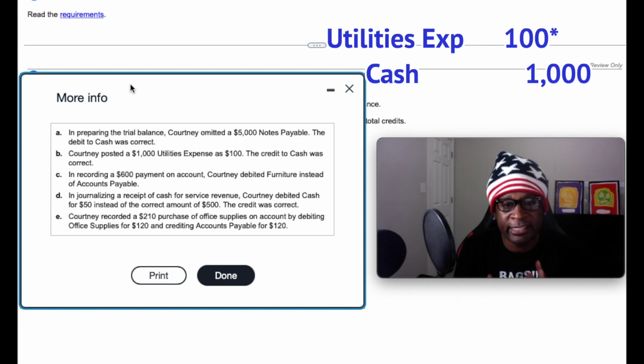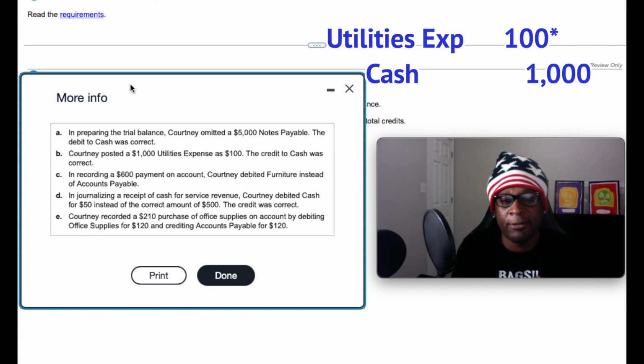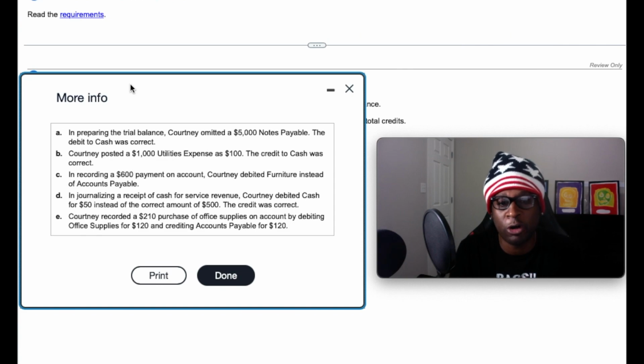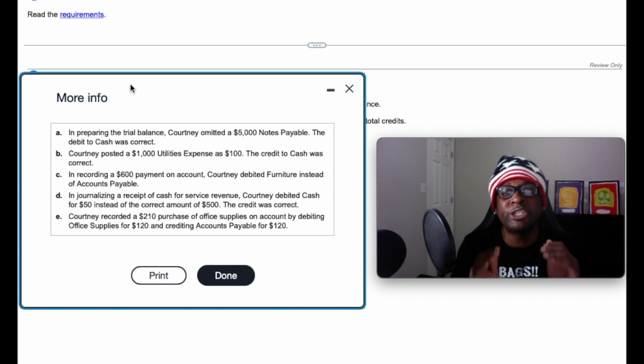So a couple of things are happening, but let's first identify the utilities expense. Utilities expense is in the ALL group, which means that the normal balance of expenses is on the debit side. And the fact that she was supposed to record or increase utilities expense by $1,000, but she did it by $100 instead, that means that the utilities expense account is lower than what it should be.